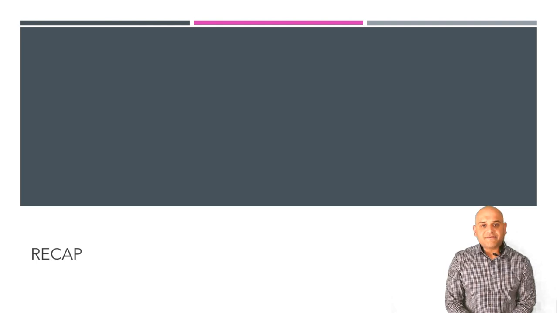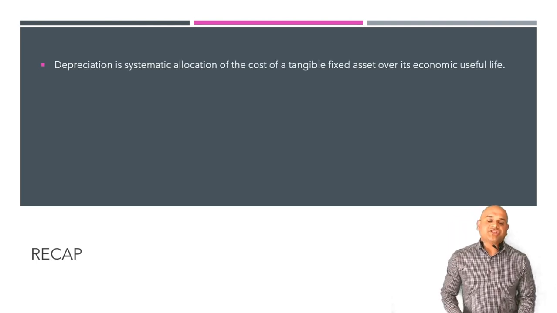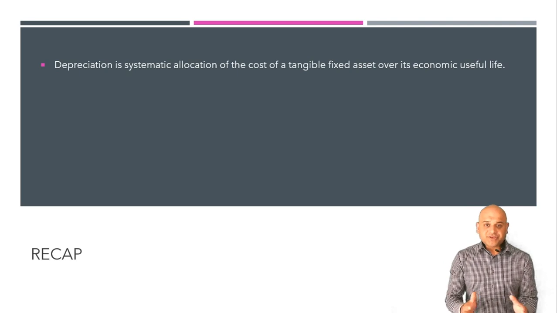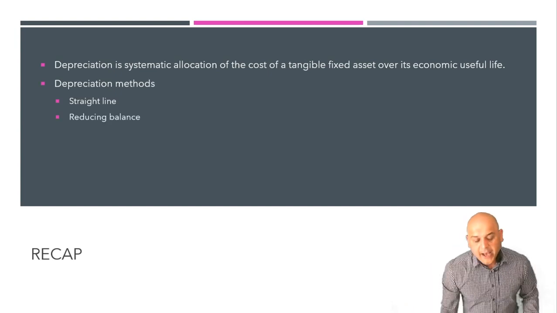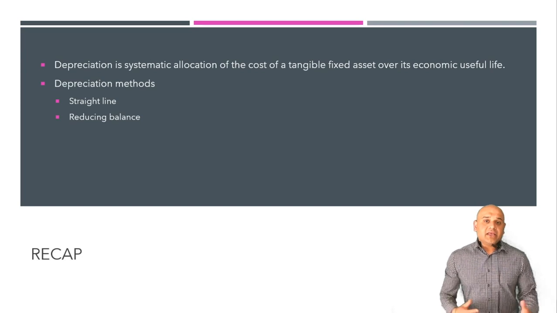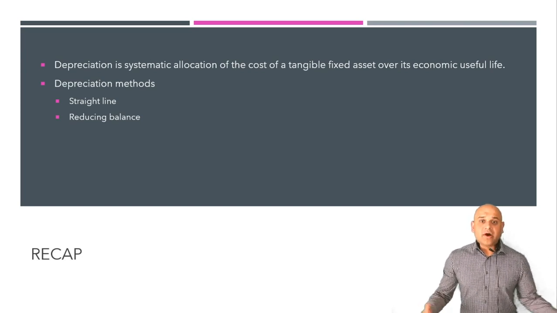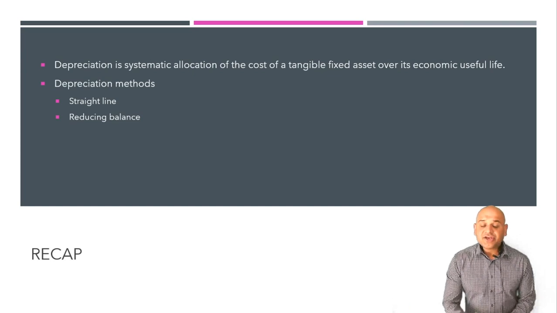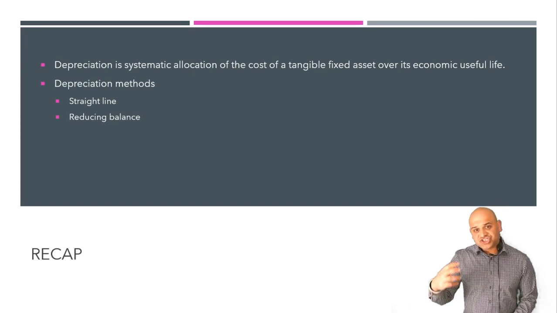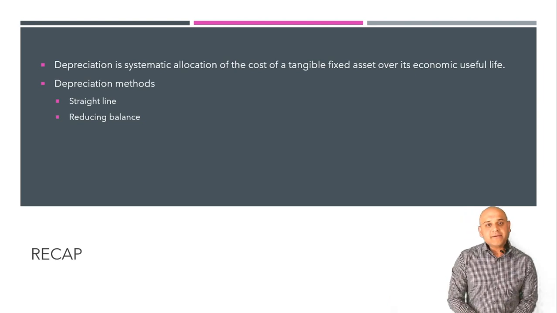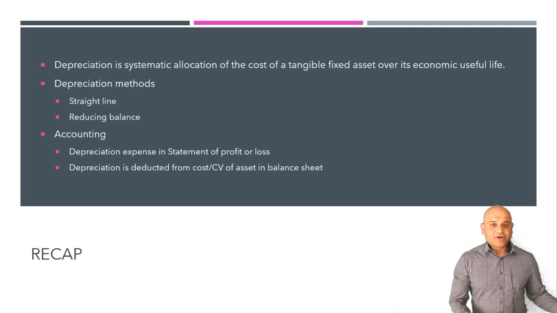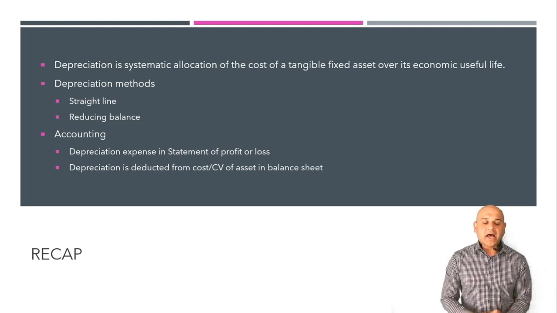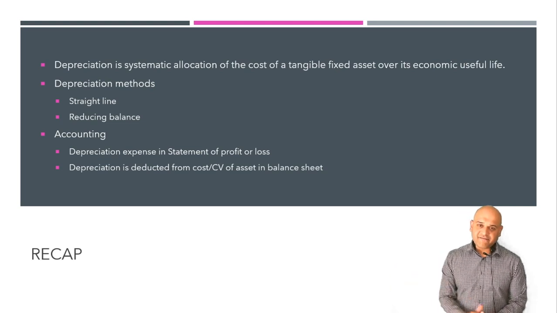Okay, we're just going to do a bit of recap now. Just starting with the depreciation definition to remind you. Depreciation is a systematic allocation of the cost of a tangible fixed asset over its economic useful life, and I explained each term. The straight line depreciation method equally spreads the cost of an asset over its life, whereas under the reducing balance method, the depreciation charge will decline over time. And lastly, depreciation is an expense which is charged to the statement of profit or loss and also deducted from the value of an asset in the balance sheet or statement of financial position.